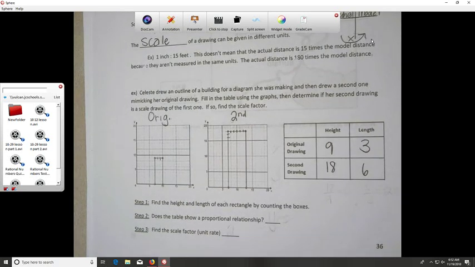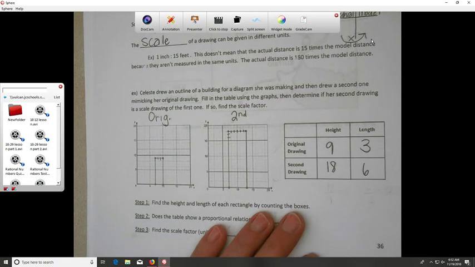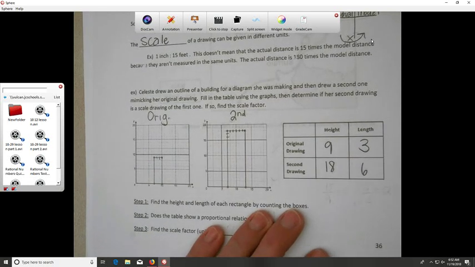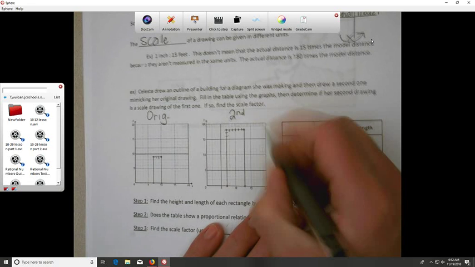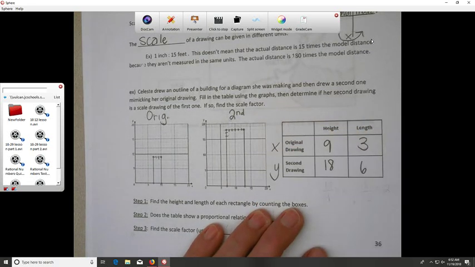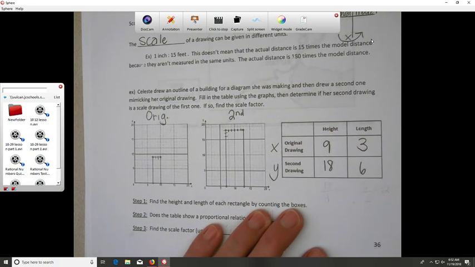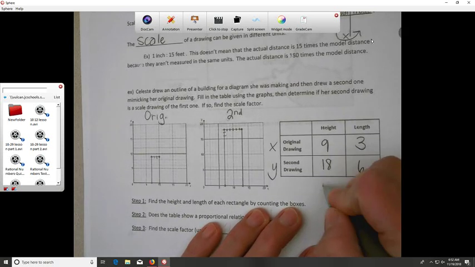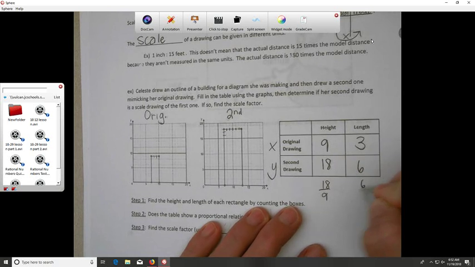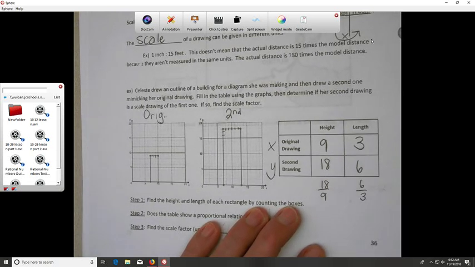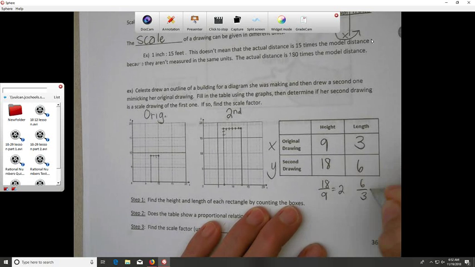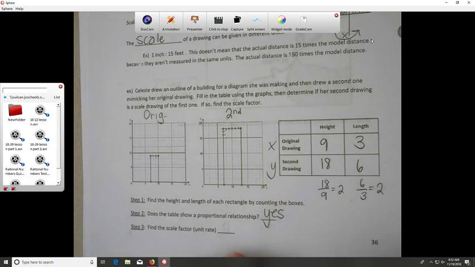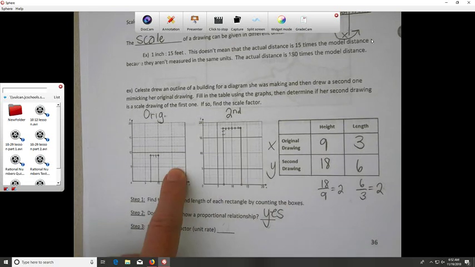Now we want to say if this is a proportional relationship. If you remember back to when we were looking at tables and how to tell if they're proportional, here's my x, here's my y. We're going to do y divided by x for each point on the table and see if that ratio stays the same. So I'm going to do 18 divided by 9, and I'll do 6 divided by 3. If I divide each of those, they're both going to come out to be 2. So I'm going to say yes, this is proportional, which means this is a scale drawing of this one. It's exactly the same shape, just a different size.